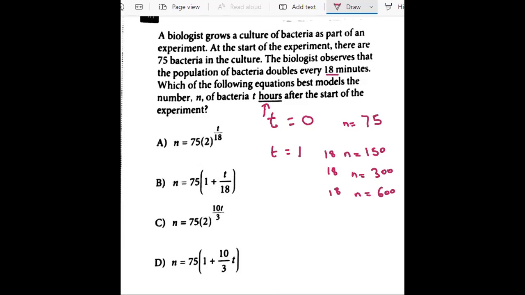Now, what do you think about this question? What could be the answer? Now, if you look at A, can A be the answer? Yes, initially one would have thought that A could be the answer, but here t is the number of hours. So if we plug in 1 hour, we will not get 600. We will get something very, very small, right? So A is not the answer. What about the second one? Think about it.